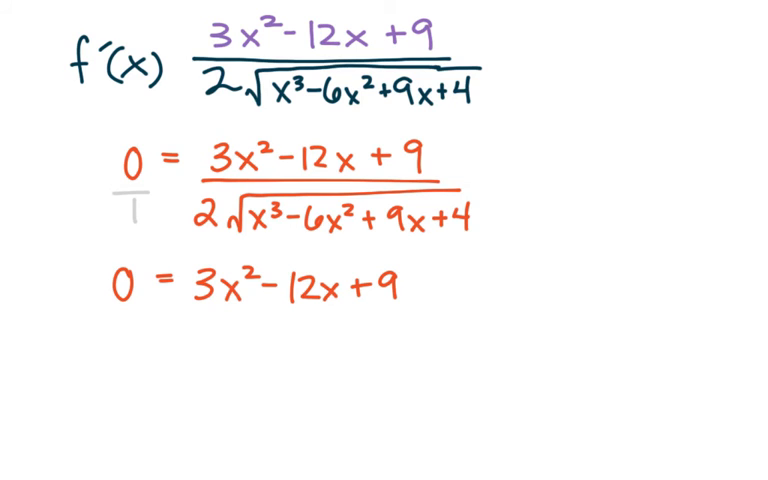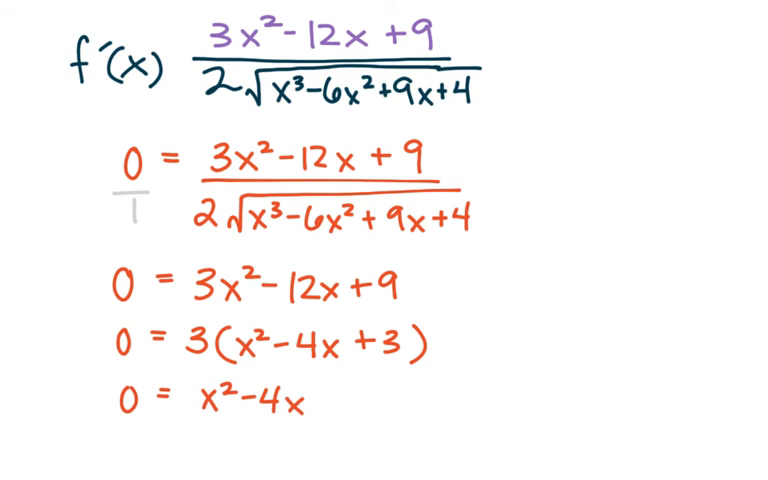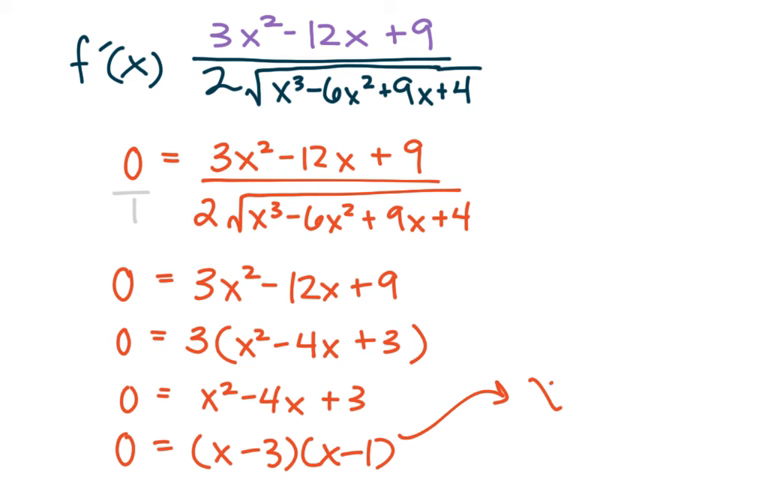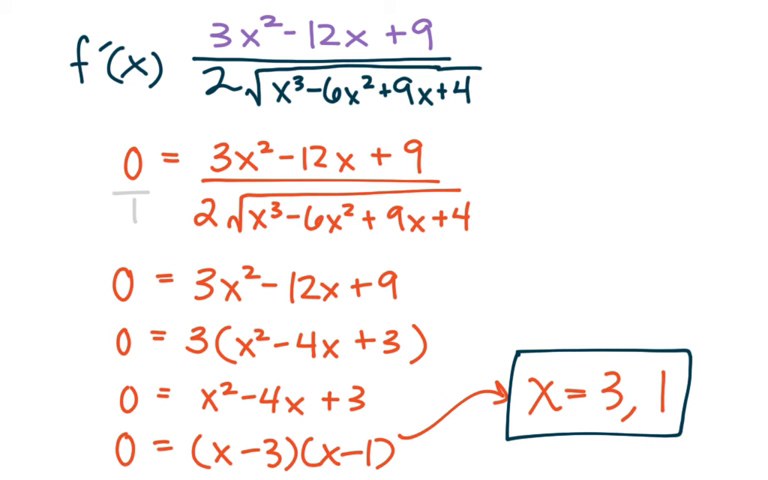All right, so this is quadratic. I'm going to solve this by factoring out 3. So that gives me x squared minus 4x plus 3. I can divide on both sides by 3, so 0 just equals x squared minus 4x plus 3. This is factorable, so I have x minus 3 times x minus 1. And by the zero product principle, I end up with x equals positive 3 and positive 1. So at x equals positive 3 and at x equals positive 1, my graph will have horizontal tangent lines.